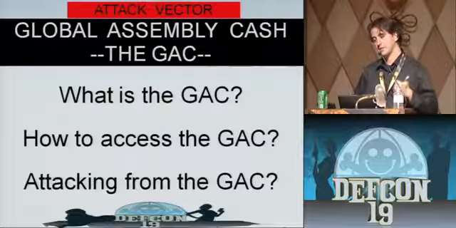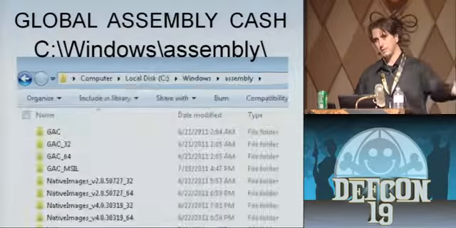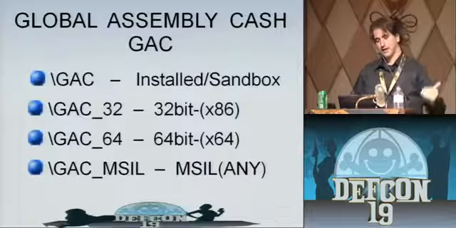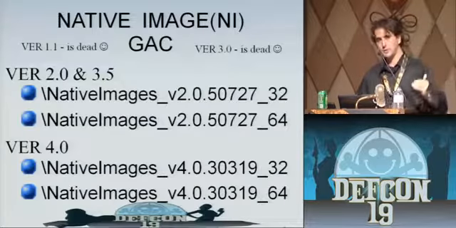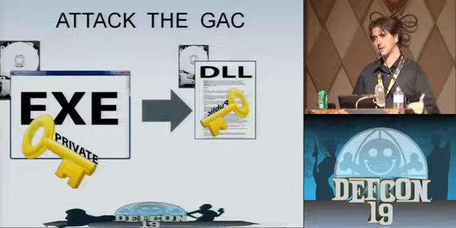GAC, you need to know what the GAC is. This is what the GAC looks like on disk. You take out desktop.ini, it's a regular folder. There's a bunch of GAC, there's a bunch of native images that you have to destroy. The GAC just goes on. And this is why you need to know about the GAC.